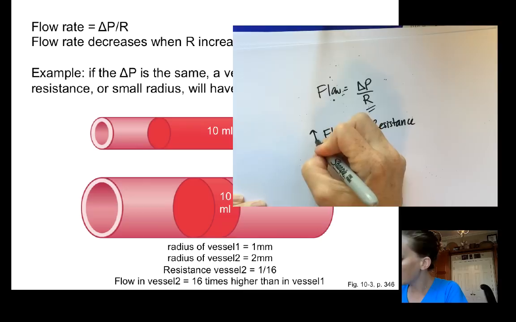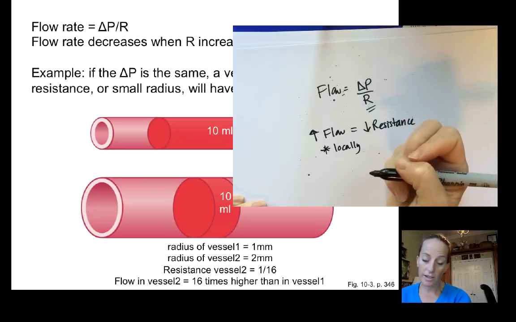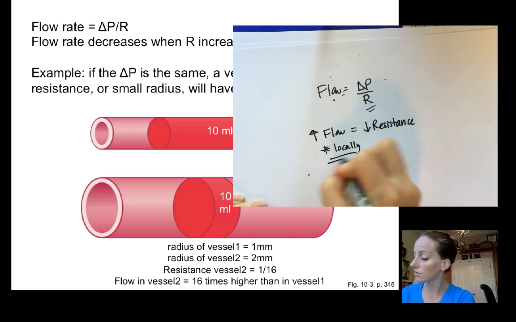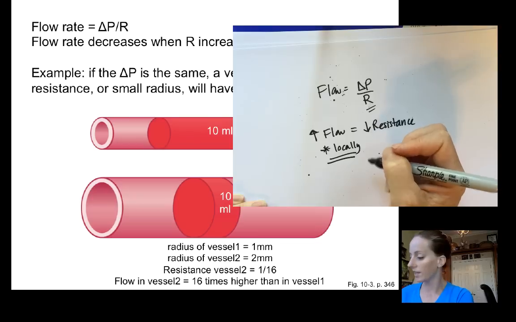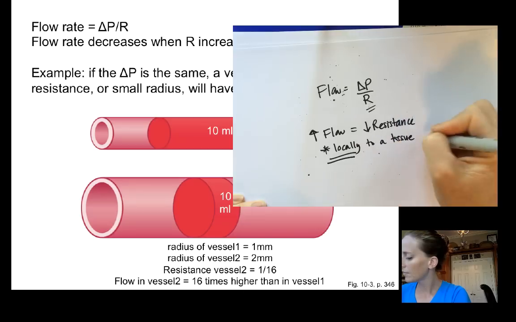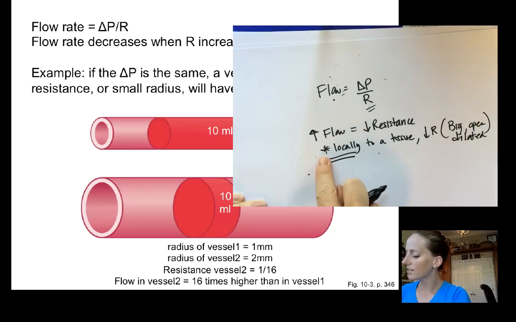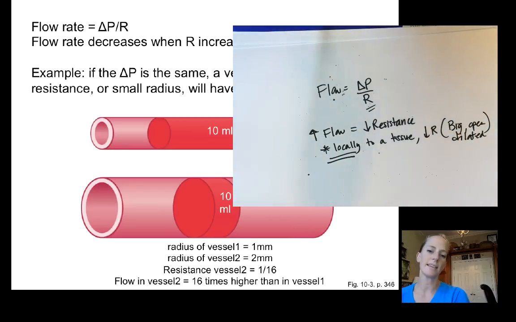So if you want to increase flow locally, and this is going to change when we talk about the whole system, so make sure that you emphasize here locally. When you want to increase flow locally to a tissue, you want to decrease the resistance, or have a big, open, dilated vessel. So to increase the flow locally, you're going to dilate. And you will see when you dilate blood vessels that blood flow will move in, and those tissues will become reddened because of that increased blood flow.